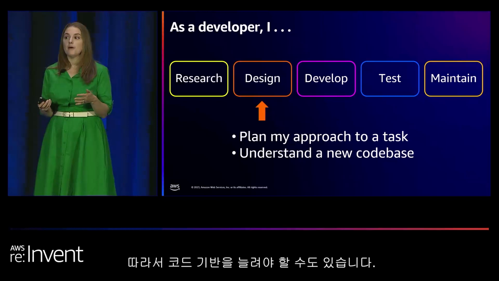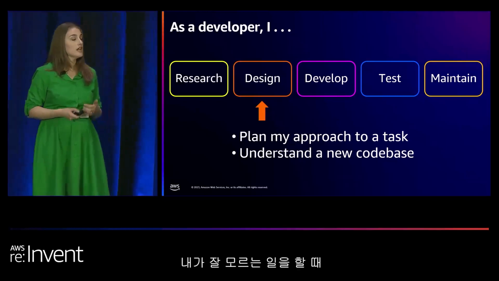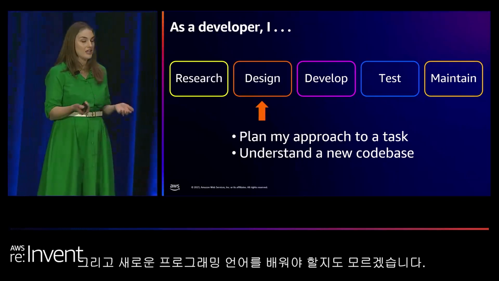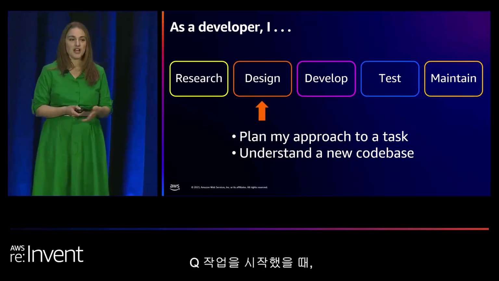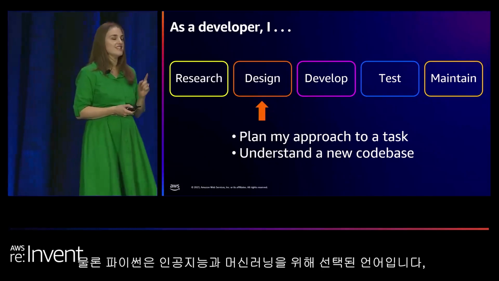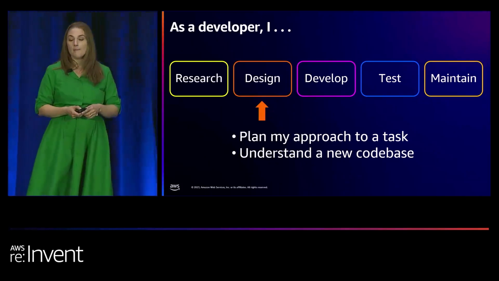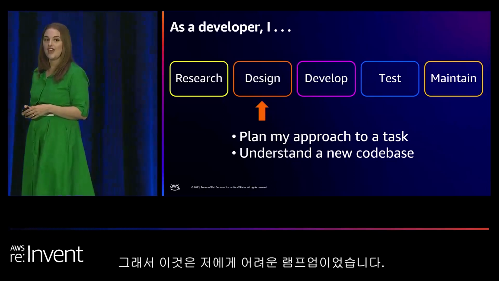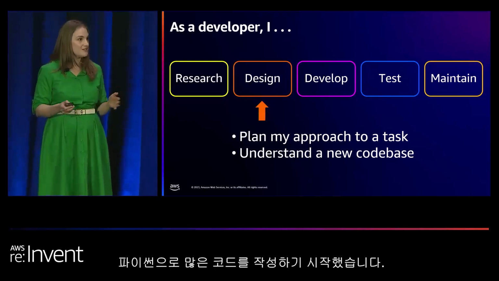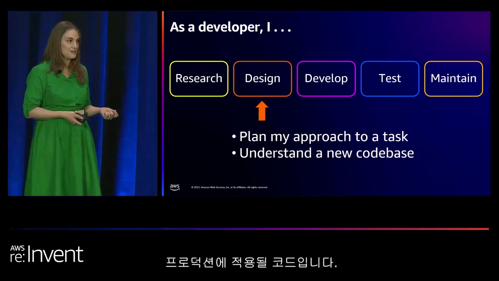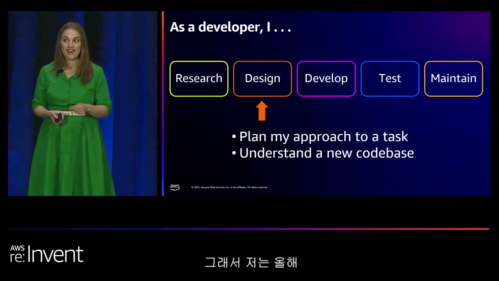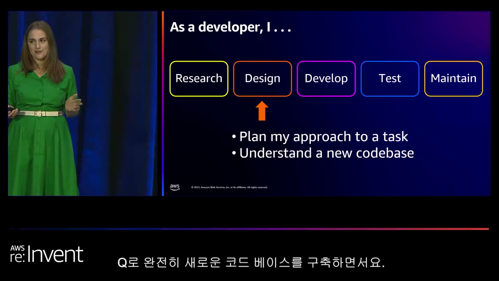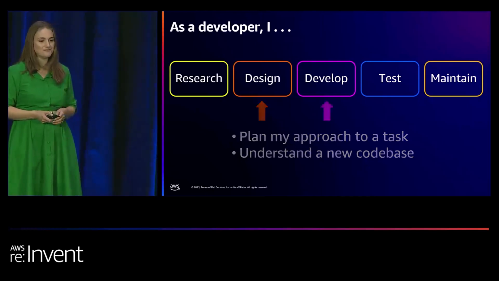So I might need to ramp up on a code base when I pick up a development task that I'm not very familiar with. And I might also need to pick up a new programming language that might be new to me. When I started working on Q, of course, Python is the language of choice for AI and ML, but I'd not written any production Python code before. And so this was a hard ramp up for me to start writing a bunch of code in Python that was going to go to production. And so I very much felt that this year as I was ramping up on a totally new code base with Q and a totally new language as well.